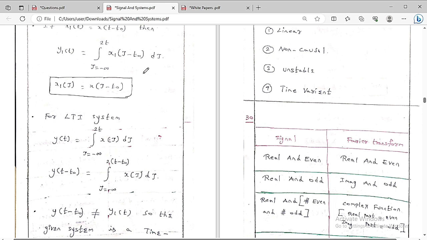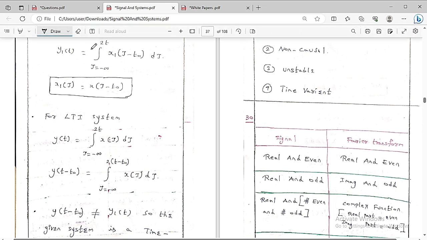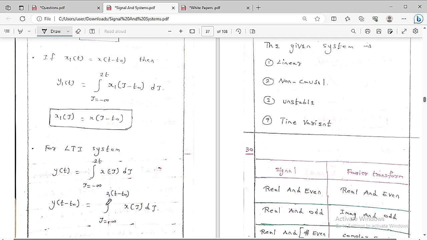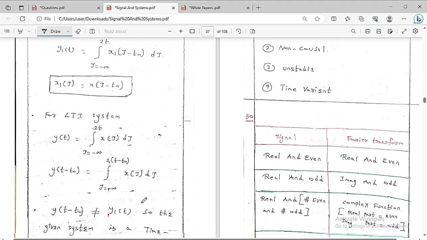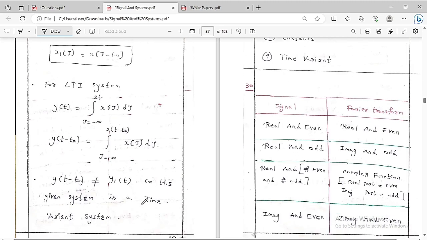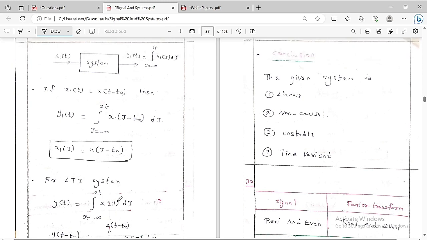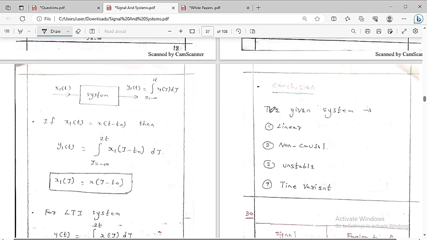If you compare y1 of t and y of t minus t naught, both are not the same. The 2t is there, or 2 into t minus t naught is there. So both are different. Therefore, we can say the given system is a time varying system, as y of t minus t naught is not equal to y1 of t. So finally, what can I say as the conclusion? The given system. So this is a system here.